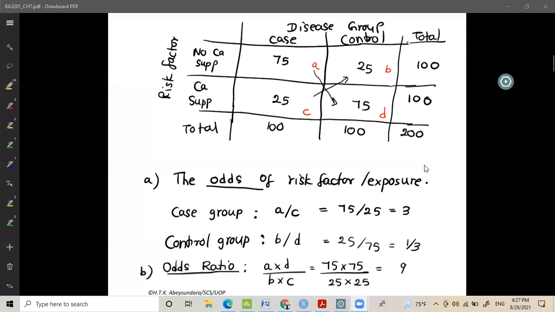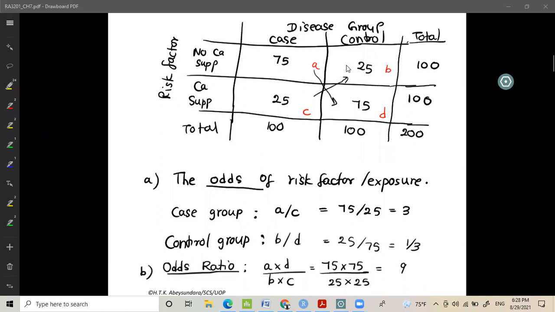So you are comparing the group who do not take supplement versus those who took the supplement. So you always compare top to bottom. Now, if you want to explain the meaning of this odds ratio 9, this is how you explain it. What is our disease now? The cancer. So you can say that the risk of getting cancer is 9 times.